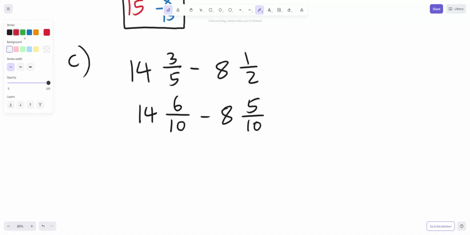6/10 is bigger than 5/10, so I don't need to borrow or regroup, which means I can just straight up do 14 minus 8 is 6. And then 6/10 minus 5/10 is 1/10. And that's my answer.